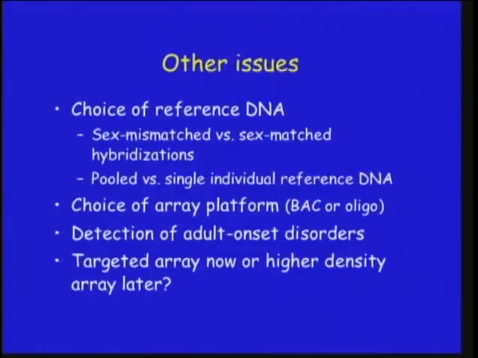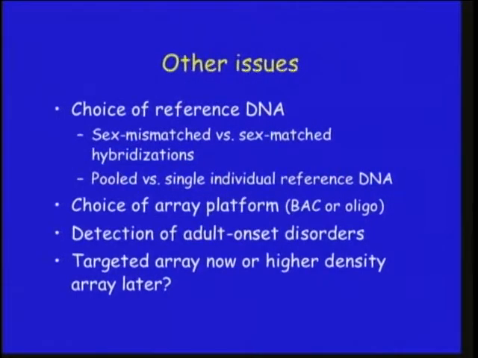And then some labs like to use pooled reference DNAs. So you'll take DNA from 5 normal individuals and mix it together. Some labs like to use single individual reference DNAs. And the argument for using pooled DNAs is that you can dilute out copy number changes in your reference DNA, so you are less likely to pick up copy number variants. The labs using single individual reference DNAs say that you get very used to that person's copy number changes and how their DNA behaves on the array.